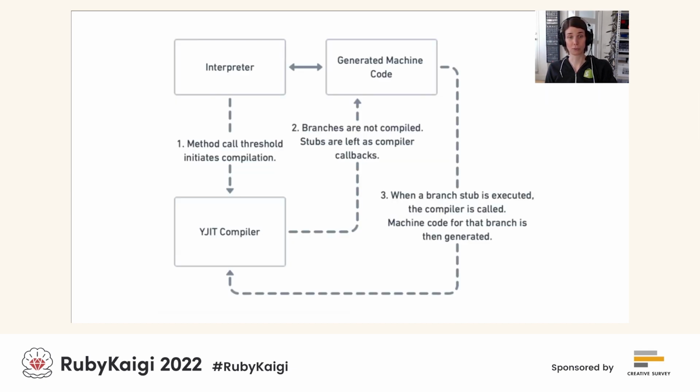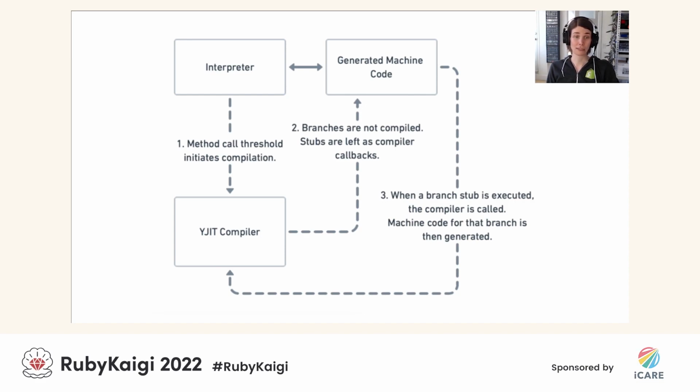So how does YJIT work? Well, initially when code runs in CRuby, it runs in the interpreter. And eventually, if a method is called enough times, we hit a compilation threshold. When this compilation threshold is hit, YJIT installs a stub and starts generating code for that method.